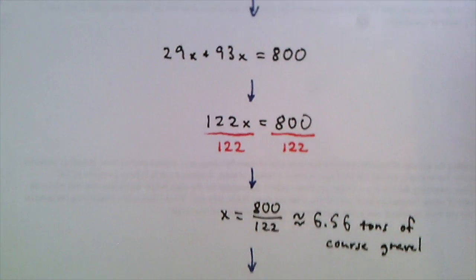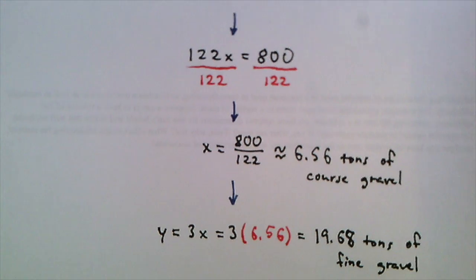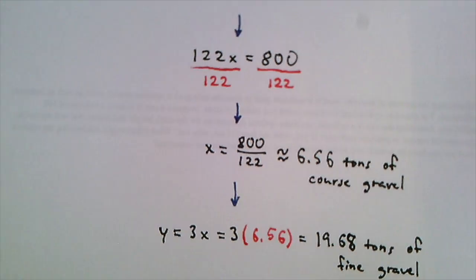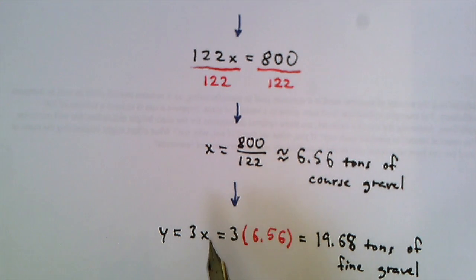Now that we know how much coarse gravel we need, we need to figure out how much fine gravel we need. In order to figure that out, we'll go back to the second equation, y equals 3x, and then we'll plug in our solution for x here. So we get 3 times 6.56. You'll enter this in your calculator, and you'll get 19.68 tons of fine gravel.